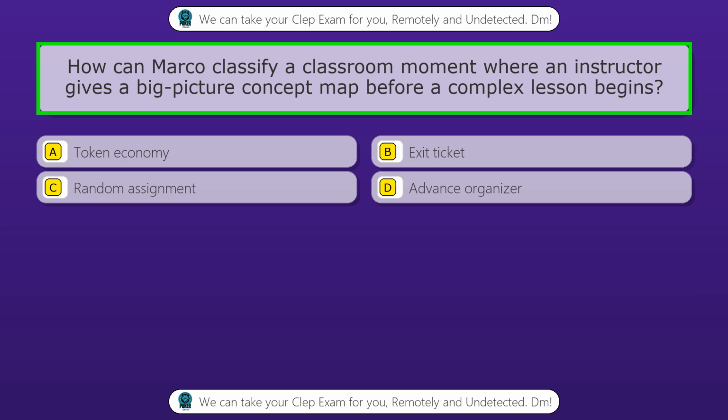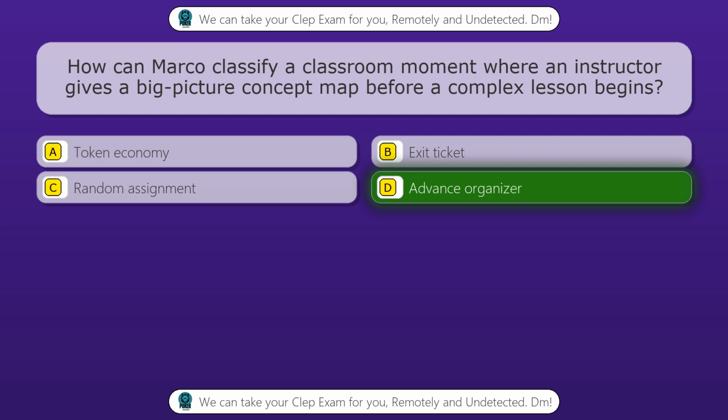Question 43. How can Marco classify a classroom moment where an instructor gives a big picture concept map before a complex lesson begins? Option A, token economy. Option B, exit ticket. Option C, random assignment. Option D, advance organizer. The correct answer is option D, advance organizer.